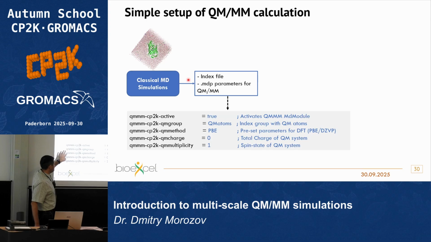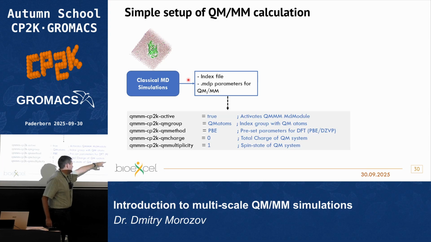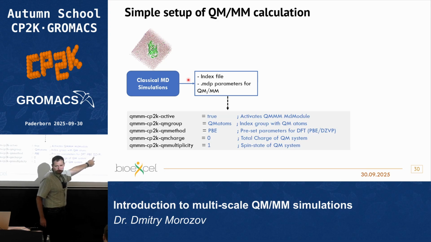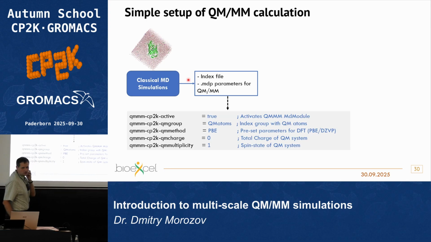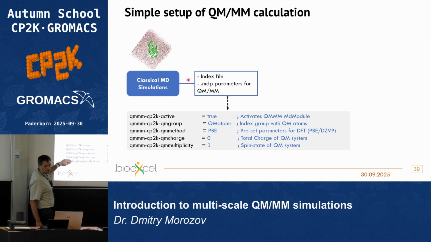Then there is a method. By default, the method is chosen to be PBE, which is actually PBE in the double-zeta MOLOPT basis set with the D3 potential. So it's PBE-D3, the dispersion correction. Then you need to also specify the QM charge, the total charge of your QM system. That's actually the answer to your question. And you, of course, need to also supply the multiplicity. Usually it's singlet for biological systems. Okay.